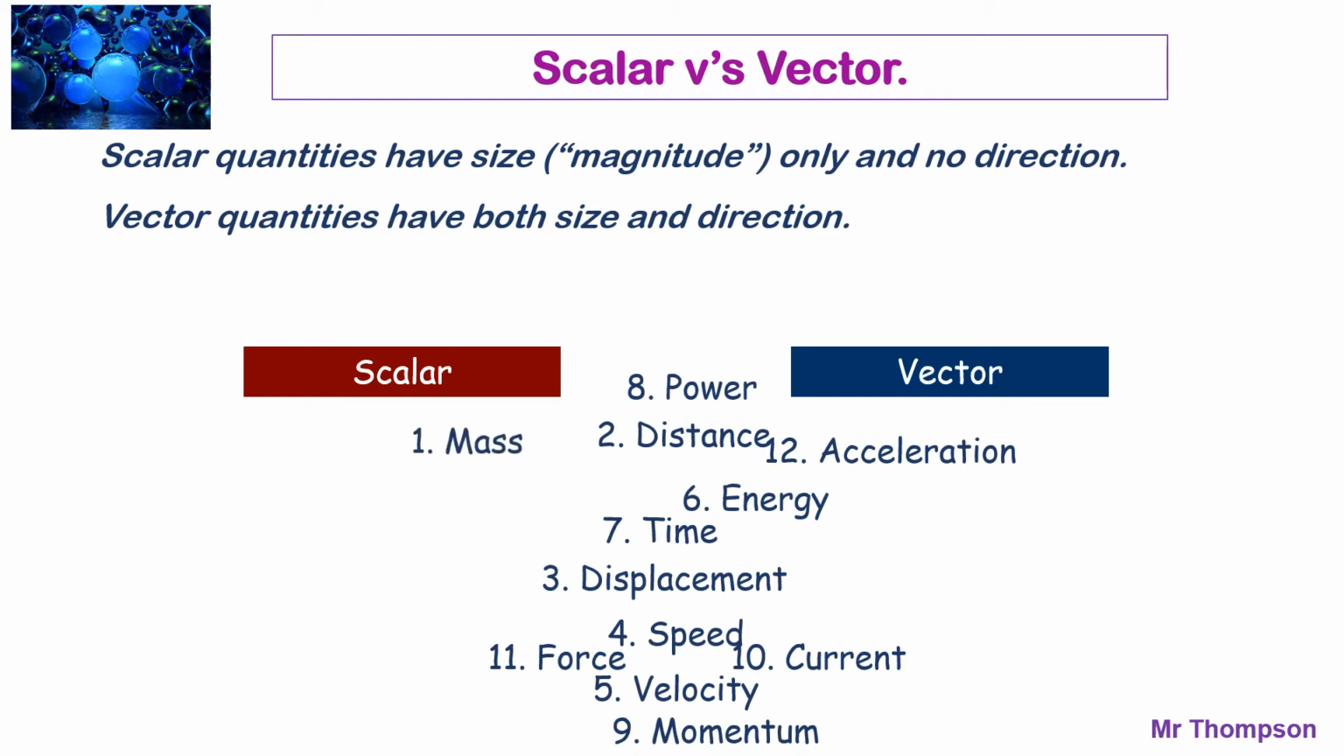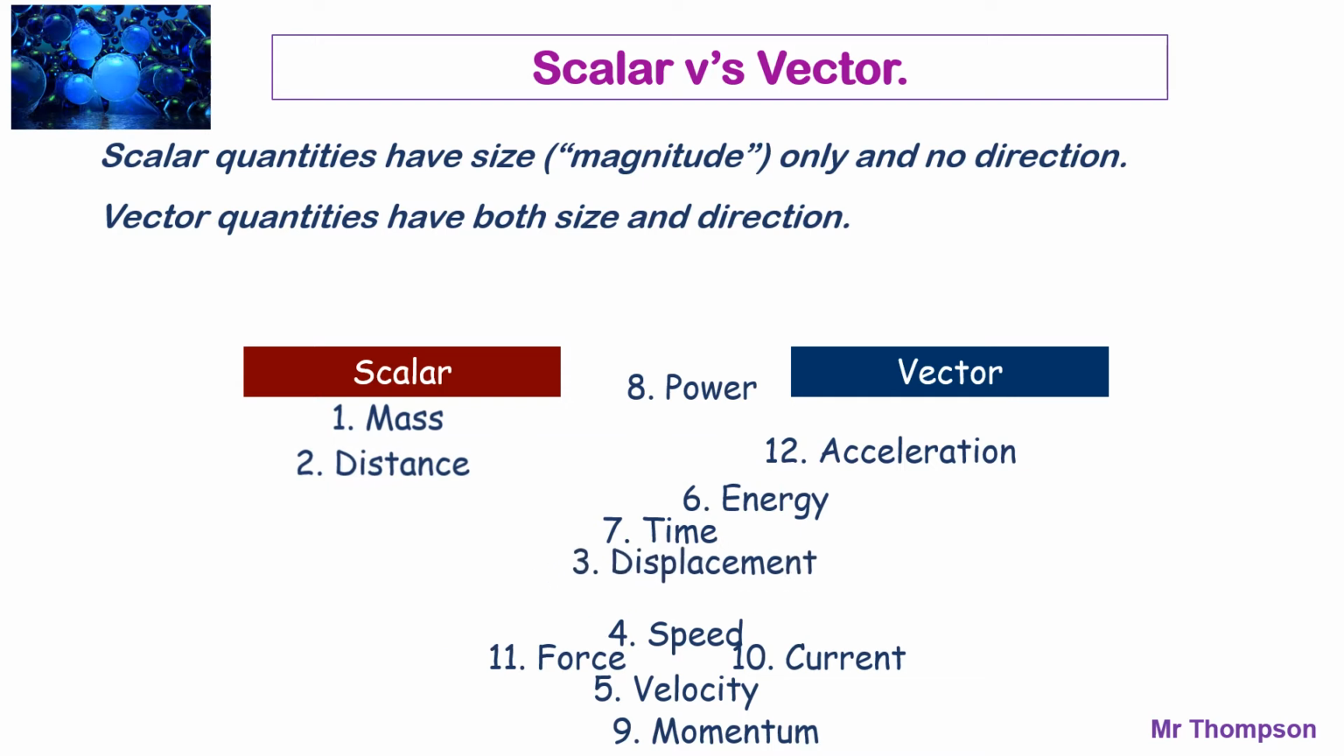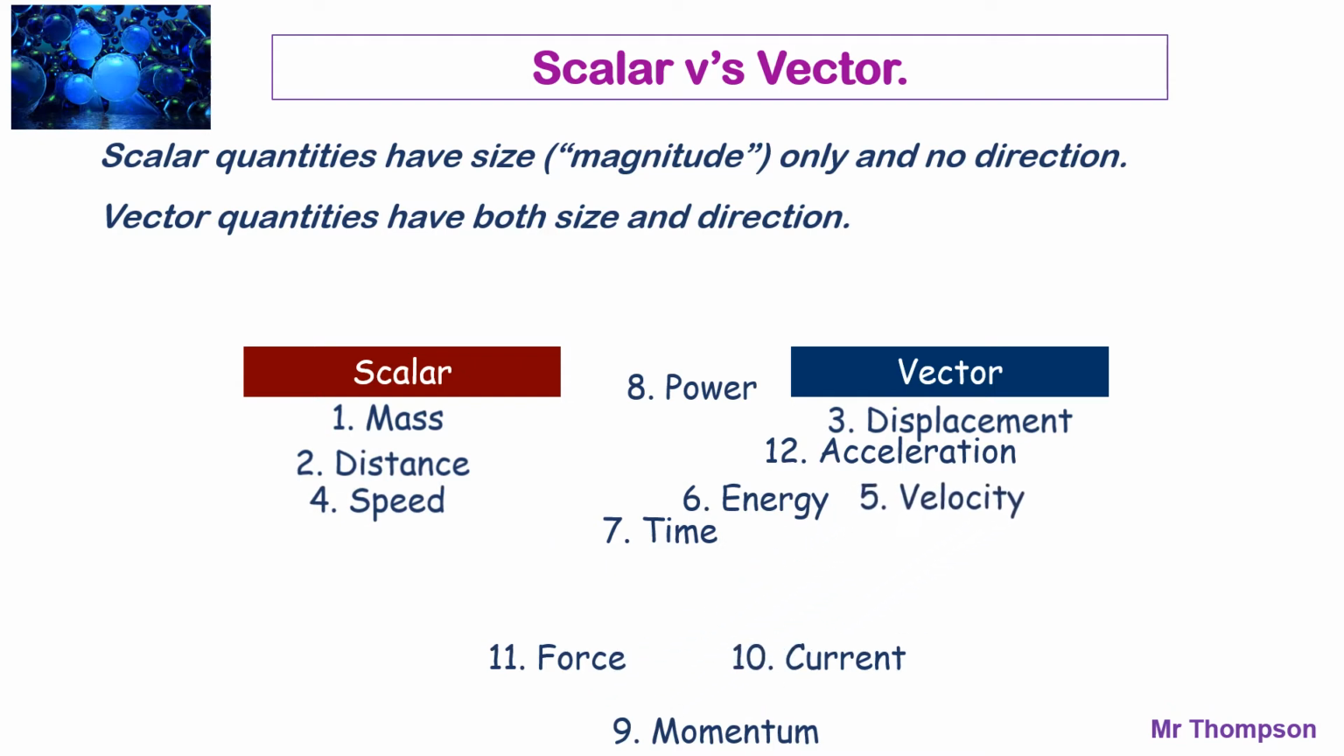So number one, mass is a scalar quantity because you cannot have a direction. It has got size only. And also you can't have a minus mass. Number two is distance. It is a scalar, whereas the equivalent vector quantity is displacement. So distance is how far you can travel in no particular direction, whereas displacement is how far you've travelled in a particular direction, how far you've been displaced. Speed is a scalar quantity of how fast you travel, whereas velocity is used as a vector quantity. That's how fast you travel in a particular direction.